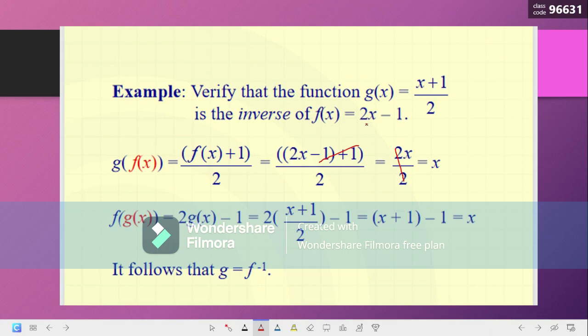We have here 2 of our x minus 1. You have 2x minus 1, so we're going to replace g of x here. So this becomes 2 times the quantity of x plus 1 over 2 minus 1. So this can be cancelled out. So x plus 1 minus 1, the remaining is x. Therefore, it follows that g of x is the inverse of f of x.